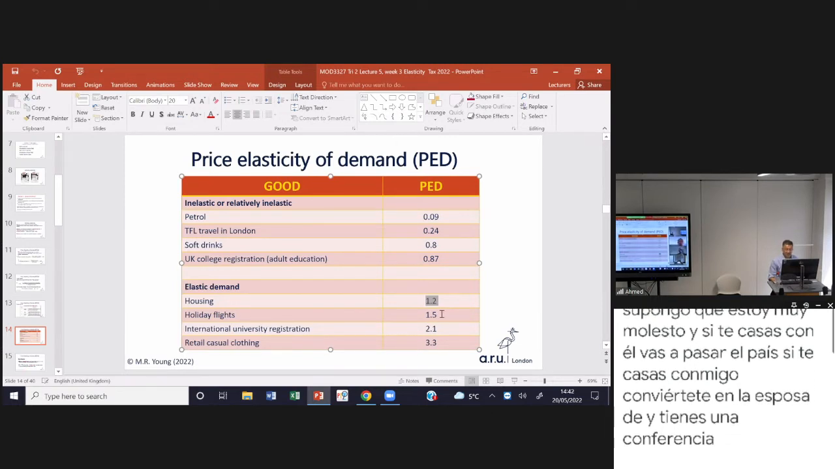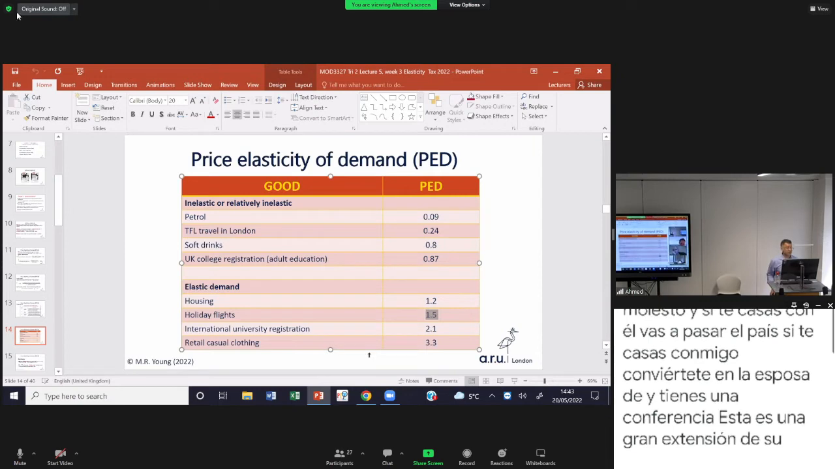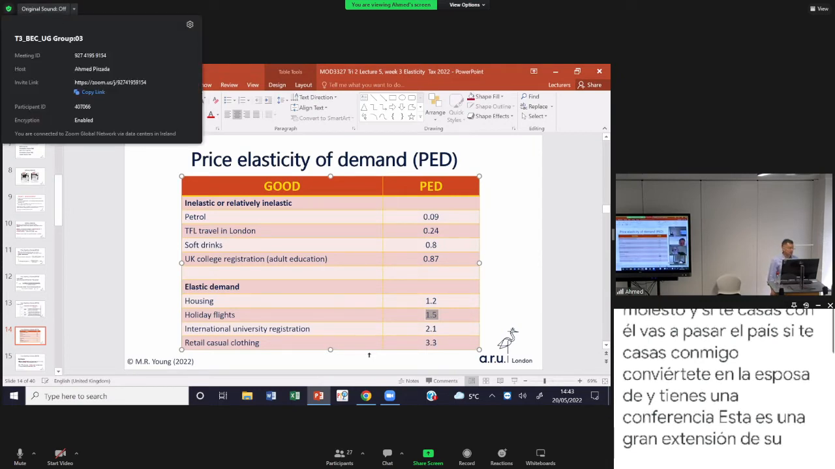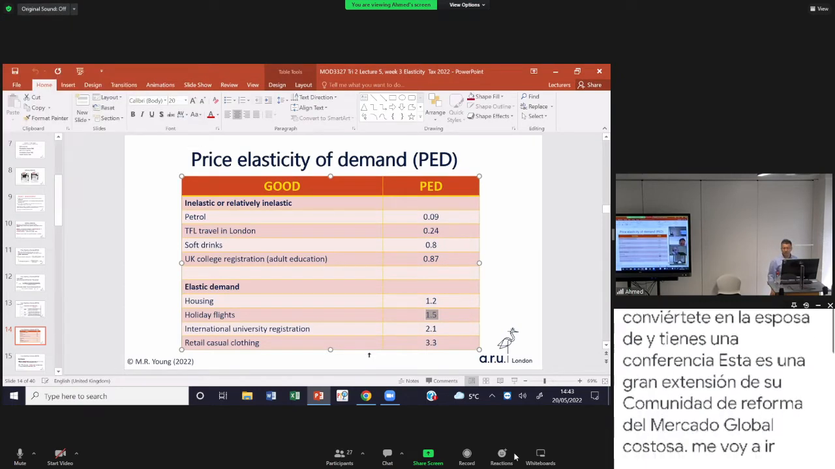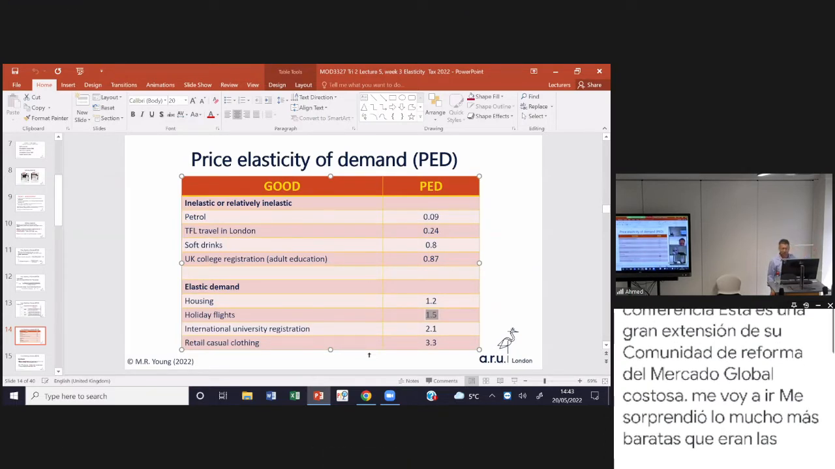Holiday flights. This is elastic in the sense that if one airline is expensive, you go to the other one. Or if one country is expensive, I'm not going to go on holiday there, but I'll go on holiday somewhere else. I was surprised how cheap a holiday was in Italy. We went to Italy for two or three weeks, maybe about 15 days, I would say. But not very expensive. Staying in Rome is not that expensive.